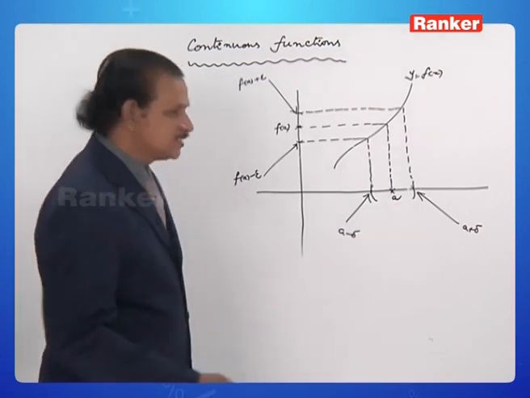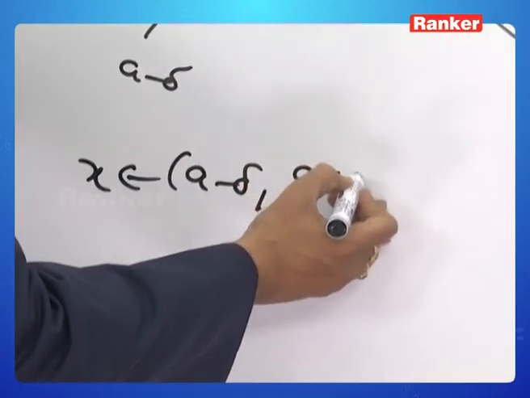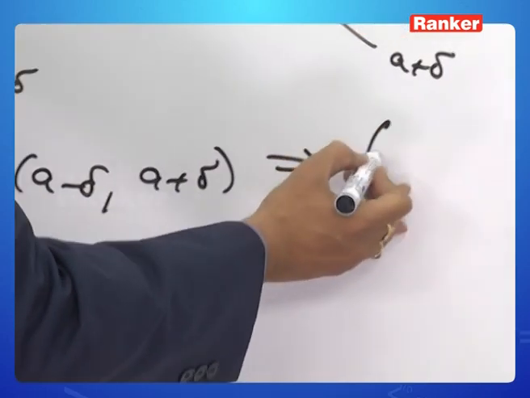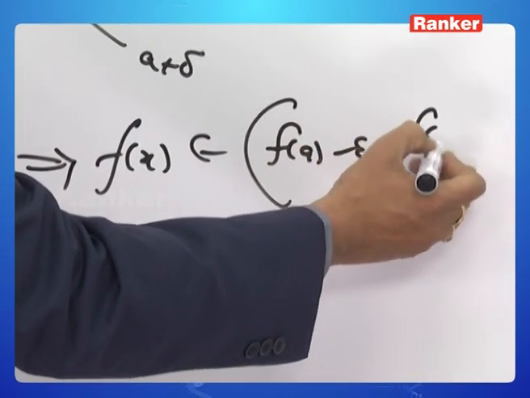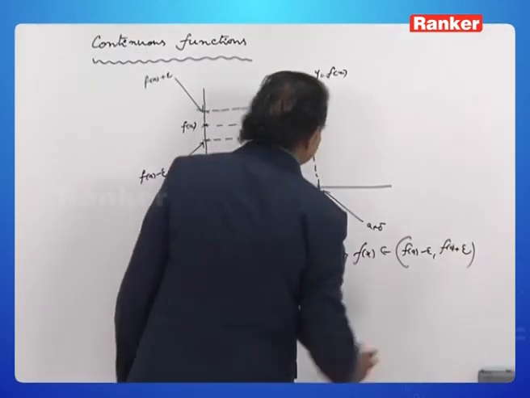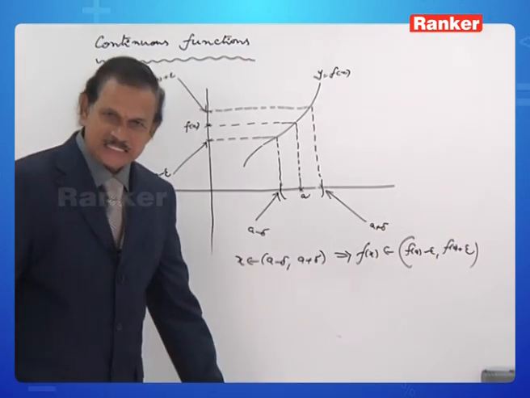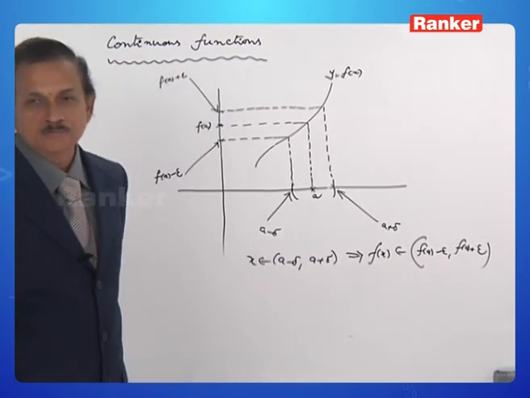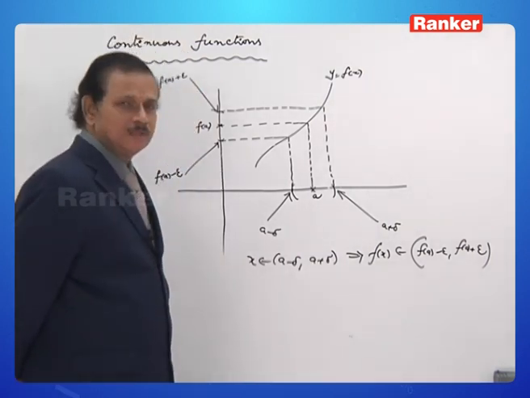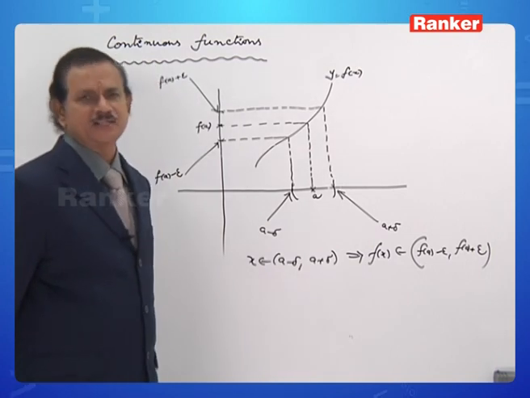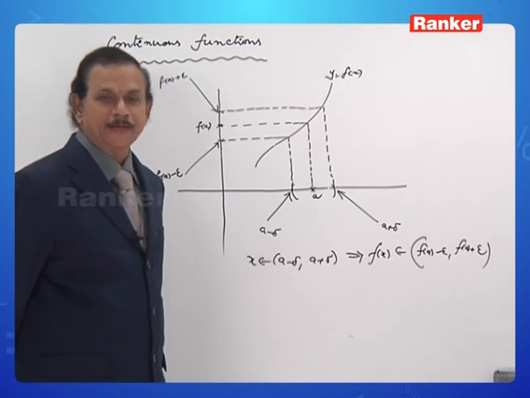Anyone can say very easily that x belongs to the open interval (A minus delta, A plus delta) implies f of x belongs to (f of A minus epsilon, f of A plus epsilon). This is the direct, simple, very clear meaning of the definition. It can be viewed directly from the graph itself. If such a thing happens, then we say that f is continuous at x is equal to A.